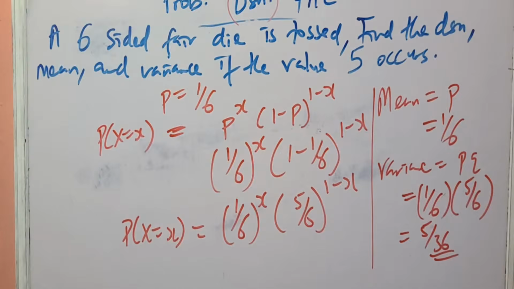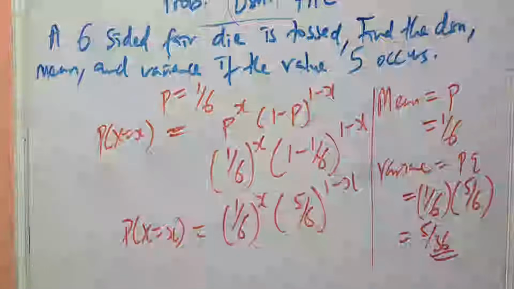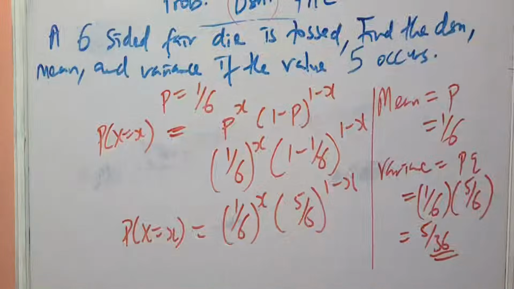The first one, please type your answer quickly in the comment section. How many possible outcomes can there be for a Bernoulli trial? Option A, more than 1. Option B, more than 2. Option C, exactly 2. Option D, exactly 1. What's your answer? A, B, C, or D?